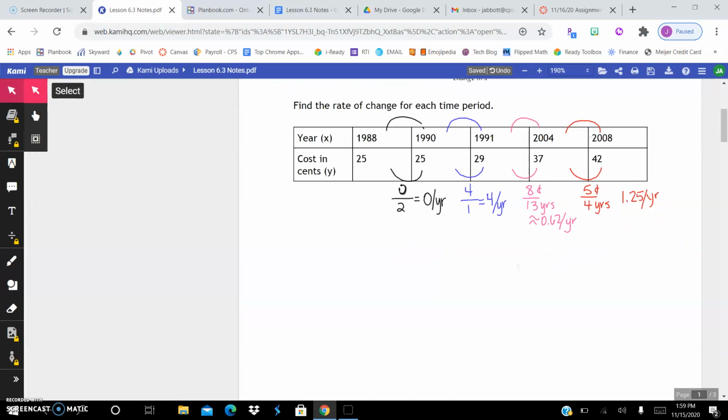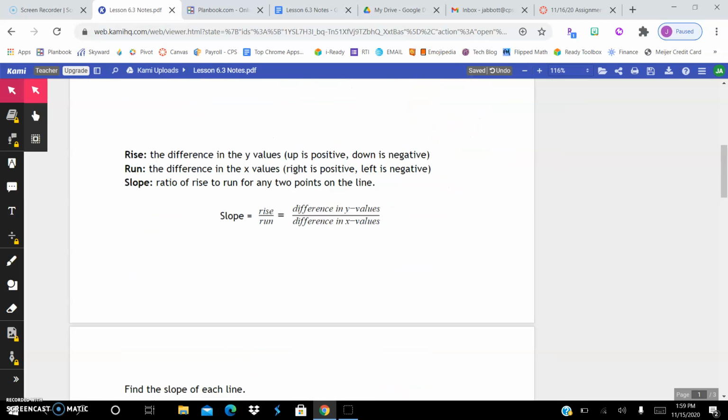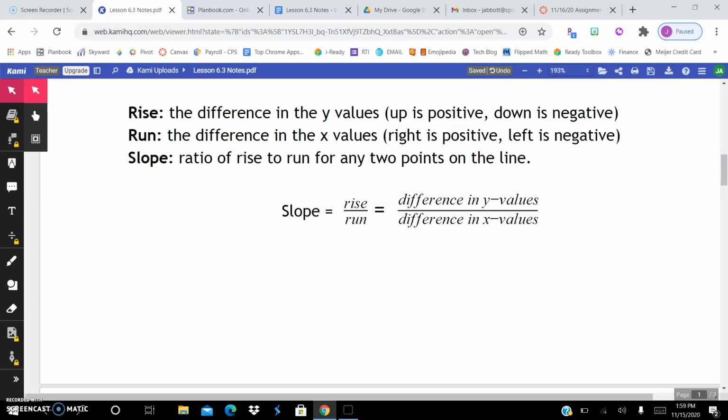All right, so that's how you find rate of change. Then we're going to talk about rise and run. We've been talking about that. We talked about it in pre-algebra, so this isn't very new to you, but just for a refresher, the rise is your difference in y values. Going up is positive and down is negative. The run is the difference in your x values, and that's positive moves to the right, and if it's negative, it moves to the left.